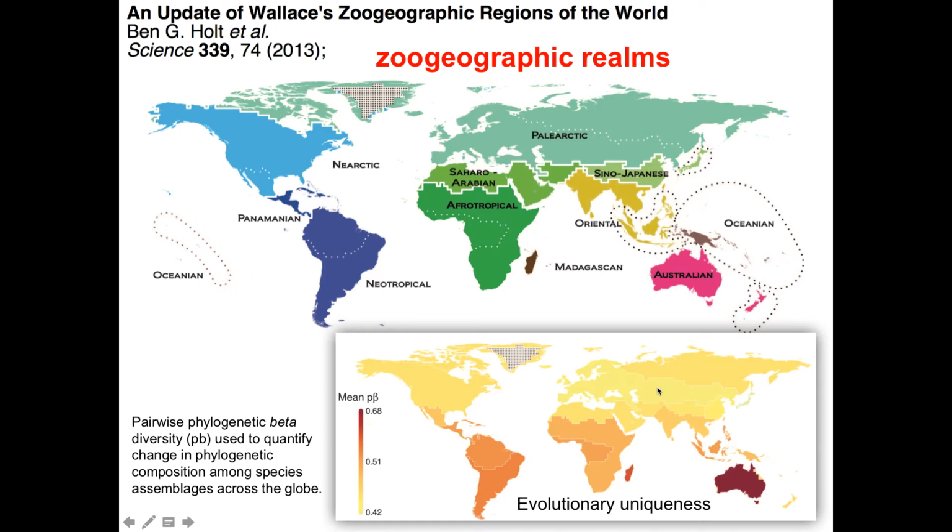Okay, so the diversity of vertebrates can be broken up into these 11 zoogeographic realms, but they're not all equal. And you can look at it from a phylogenetic perspective to look at the uniqueness of these different groups.